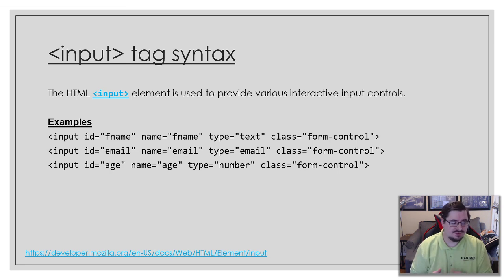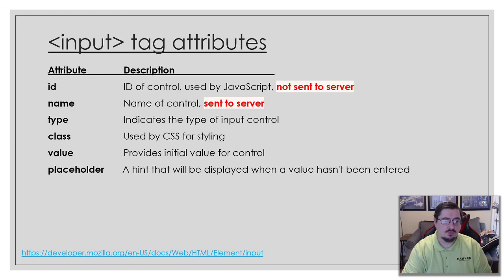The simplest is just your text input. You can see a few examples here. If you have inputs, you're typically going to have both the ID and the name property, as well as the type and often the class. So let's look at what some of these attributes are and what they're used for.